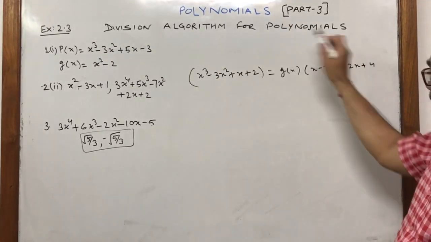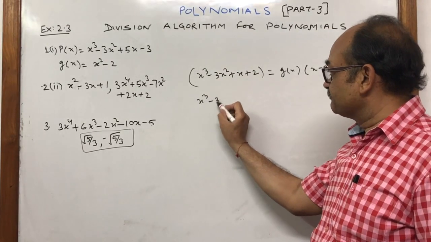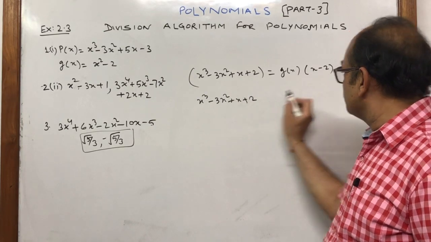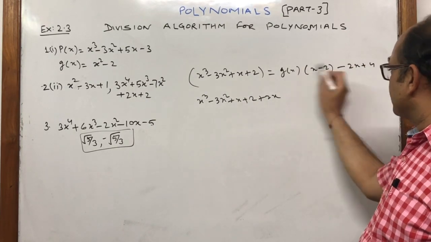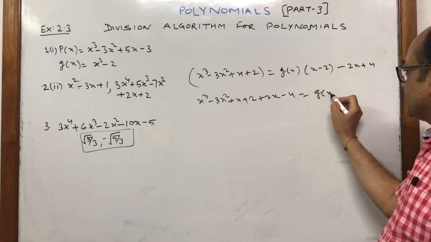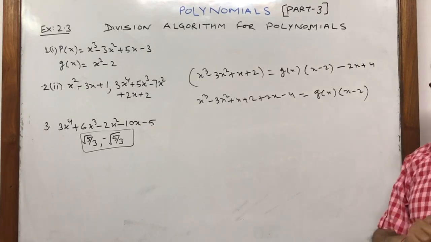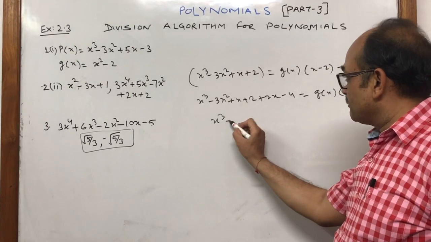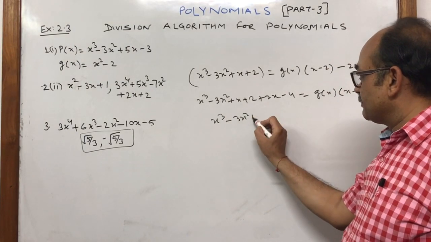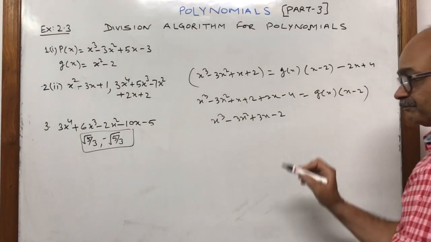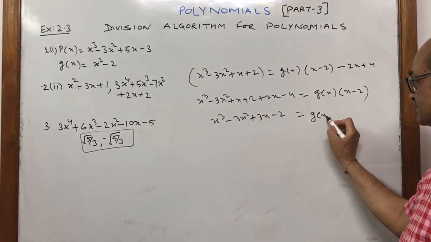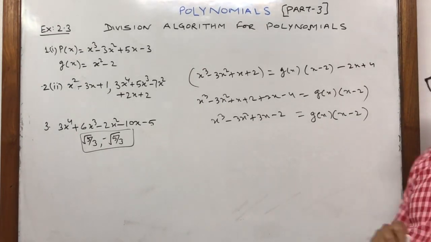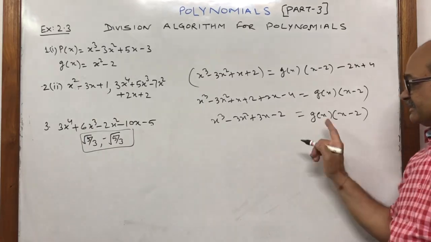So first we shift minus 2x plus 4 to this side, plus 2x and minus 4. Now this is nothing but gx times x minus 2. This total quantity will become x cube minus 3x square plus 3x minus 2 equals gx into x minus 2. Our aim is to calculate gx.